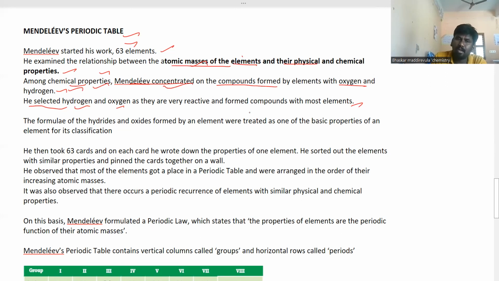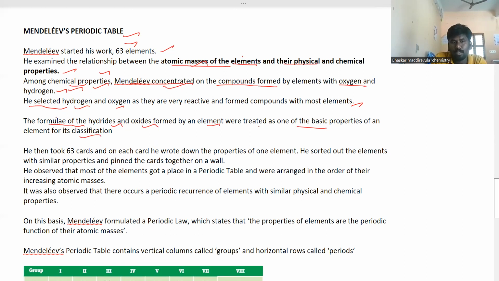Most of the elements will form compounds with these two elements. Because of that, he chose the hydrogen and oxygen compounds. Next, the formulas of hydrides and oxides formed by the elements were treated as one of the basic properties of elements for his classification.